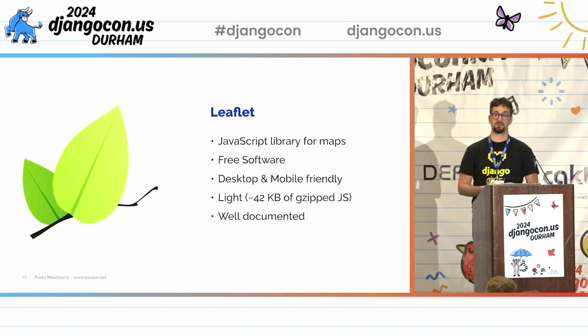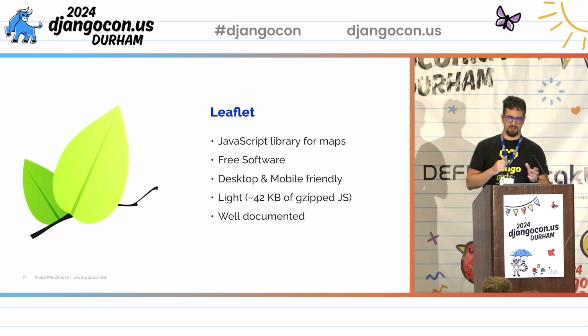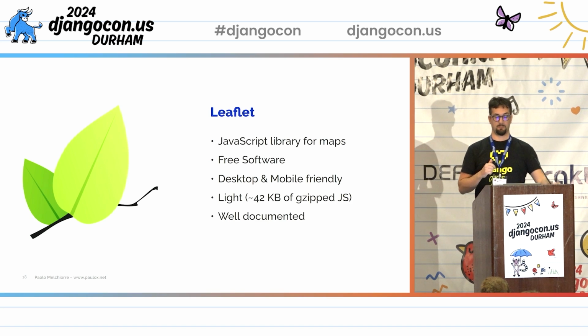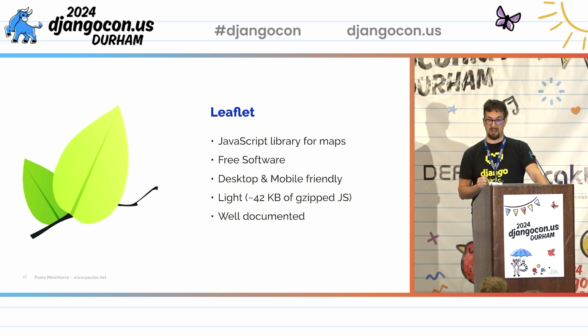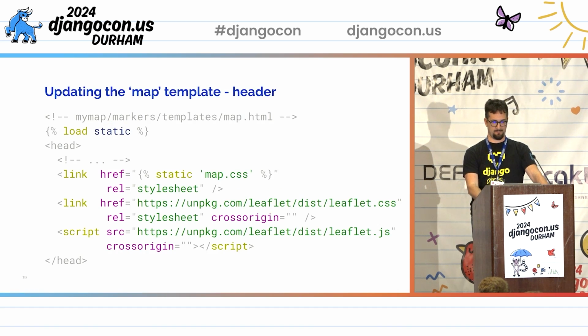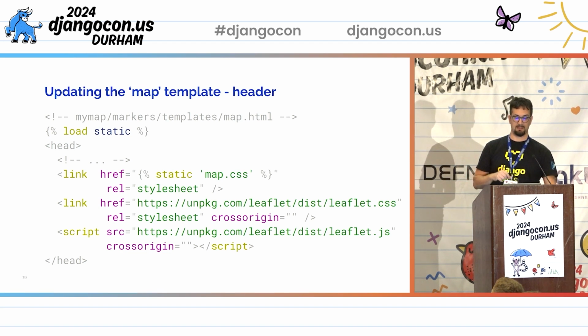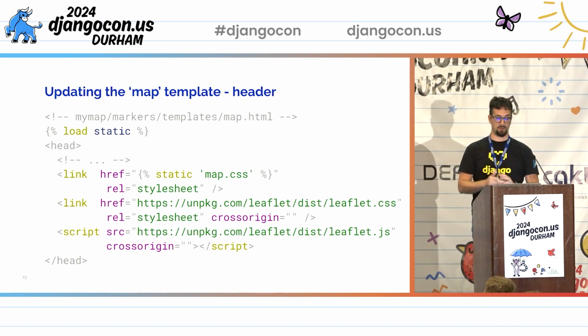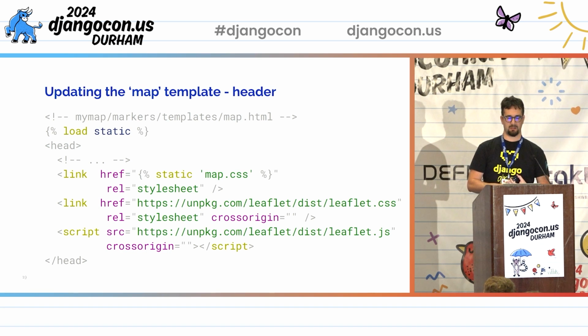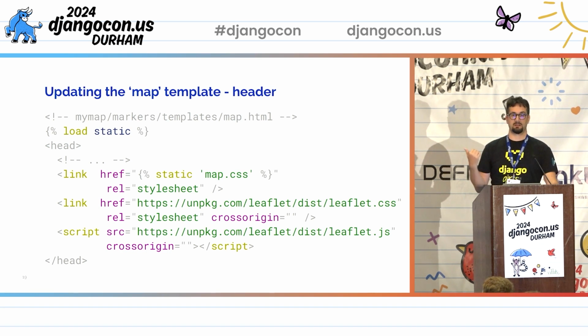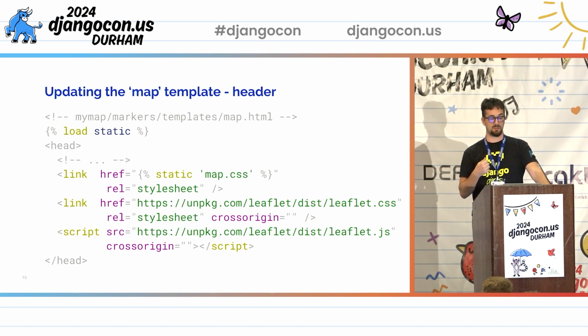Leaflet is one of the most used JavaScript libraries for web maps. It's free software and it's desktop and mobile friendly, it's very light, and it has a very good online documentation. To add Leaflet in our map, we need to link in the head of our template its JavaScript and CSS module. And in addition here, using the Django static template tag, we will also link our custom CSS file.